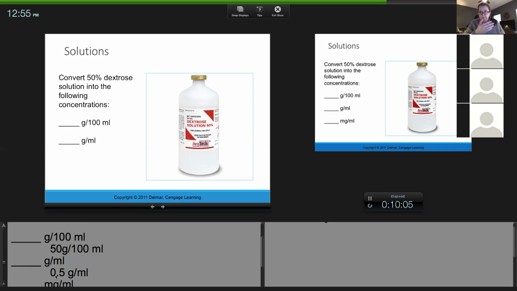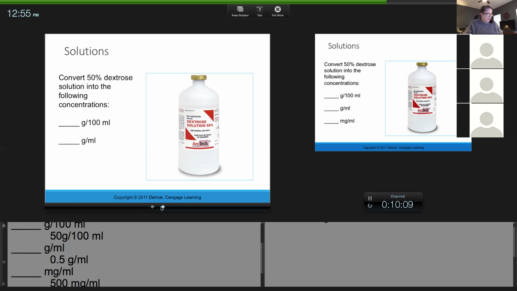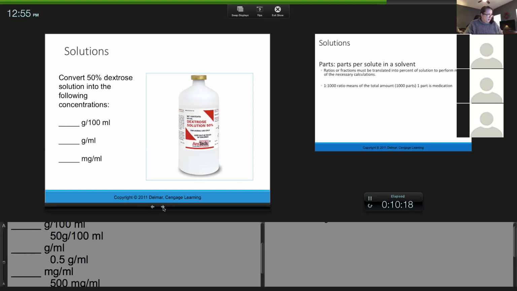Now this has just been reduced at a different time. And then our next one would be how many mgs per mL. Well, you're going to multiply that 0.5 times 1,000, and you would get 500 mgs per mL. But again, if I see this bottle, I know that my shortcut is to add a 0. So a 50% solution is automatically 500 mgs per mL.